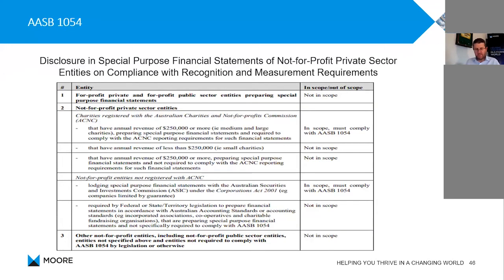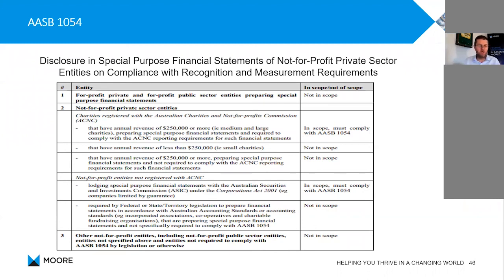And please don't forget the AASB 1054 is mandatory for any medium size and above charity under the ACNC. And 1054 requires, if you're doing special purpose financial statements, then you need to make a positive statement in your note 1, for instance, or your accounting policy note about whether you comply with recognition and measurement. And if you don't, what you actually do.